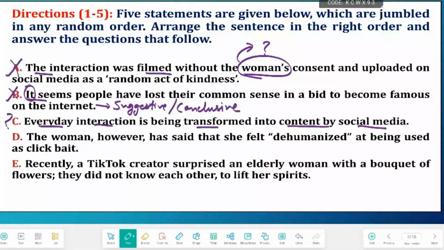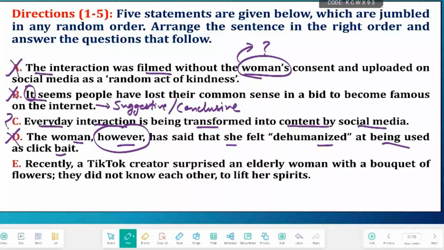Let's go ahead. The woman, however, has said that she felt dehumanized and being used as clickbait. Okay, the woman, however का इस्तेमाल किया गया है. What does however mean? However means it is a conjunction. It needs to join some other statement. So the sole reason to eliminate this is it is having a conjunction. We can clearly comprehend that this will not be our first statement. So what are we left with?